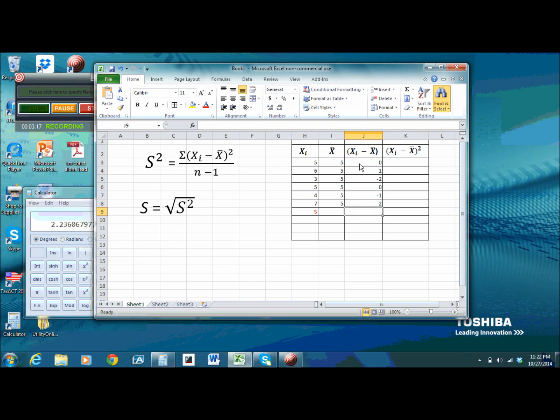Now you'll notice something. If we were to sum these terms, you're going to come up with 0. 0 plus 1 is 1. Plus negative 2 would be negative 1. Plus 0 is still negative 1. Plus a negative 1 would be negative 2. Plus 2 then equals 0. So if we did this correctly, this should add up to 0, because what you're dealing with is basically each one of these terms and its difference from the mean.